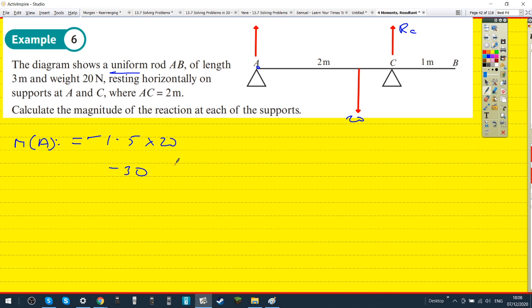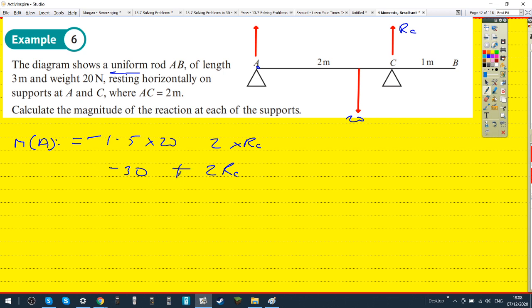Okay. How about the reaction at C? We don't know the reaction at C, so we just write it as reaction at C. So for C, will it be 2 times that? So just write it as 2 times the reaction at C. Plus or minus? Plus, because that's anti-clockwise.